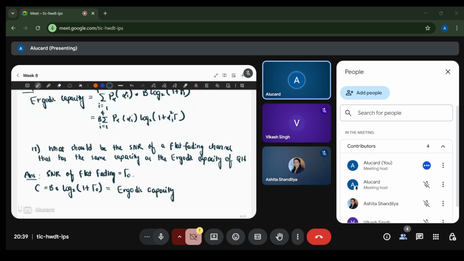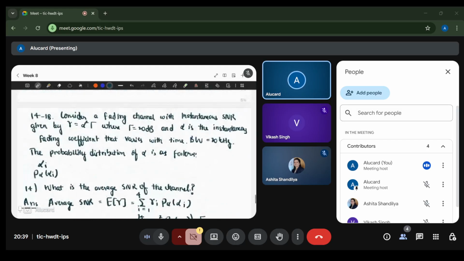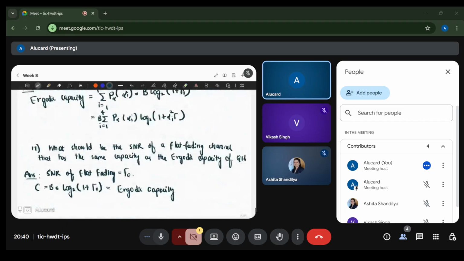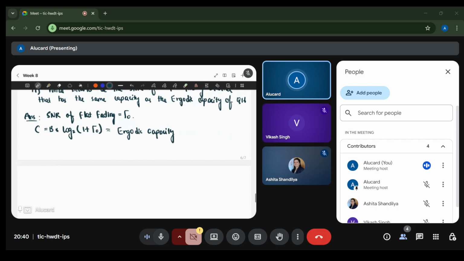So instead of the fading distribution given here, if we had a flat uniform distribution, then you would need an SNR of gamma 0 to get the same capacity.